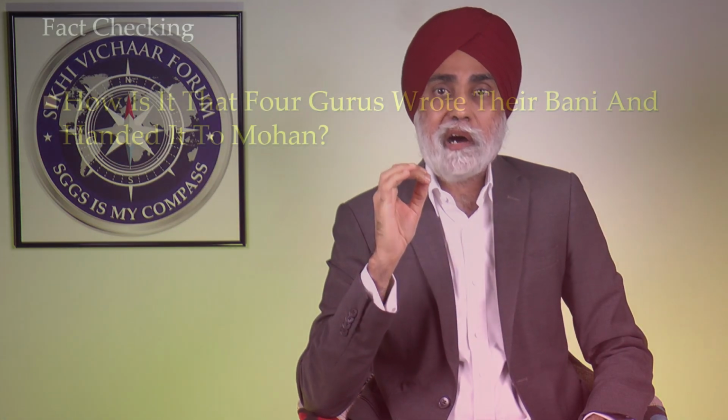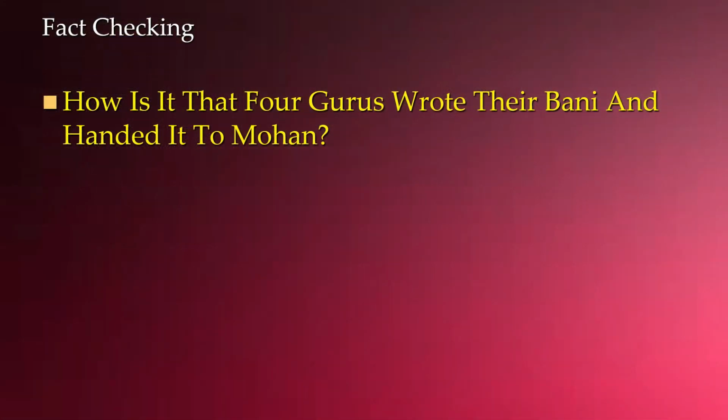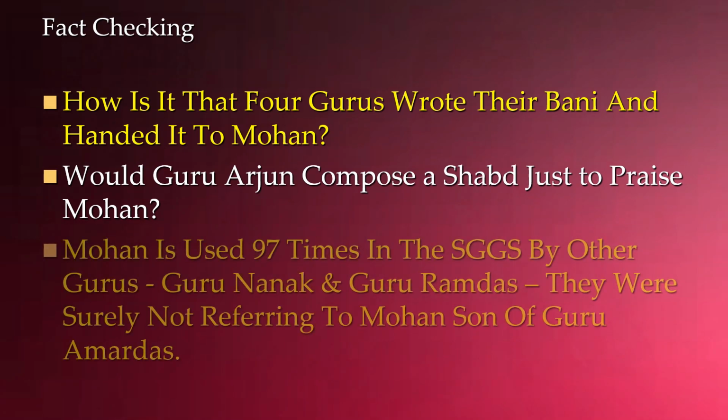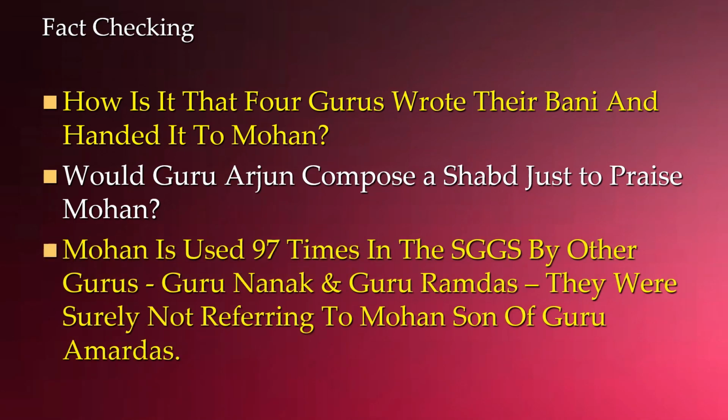Again, if we did some fact checking, we have to ask the following questions. How is it that four Gurus wrote their Bani and handed it over to Mohan? Would Guru Arjan compose a Shabad just to praise Mohan? Mohan is used some 97 times in the Sri Guru Granth Sahib Ji by other Gurus, Guru Nanak and Guru Ramdas. They were surely not referring to Mohan, the estranged son of Guru Amar Das Ji. Here are some more facts to consider.